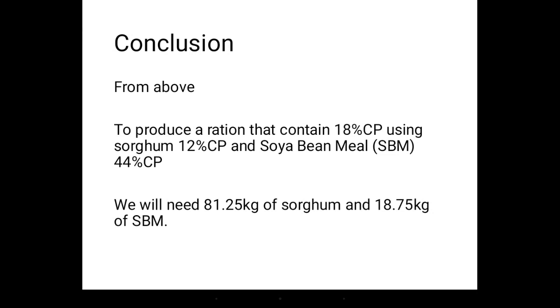So the conclusion from the above: to produce a ration that contains 18% CP using sorghum that has 12% CP and soybean meal that has 44% CP, we will need 81.25 kg of sorghum and 18.75 kg of soybean meal.